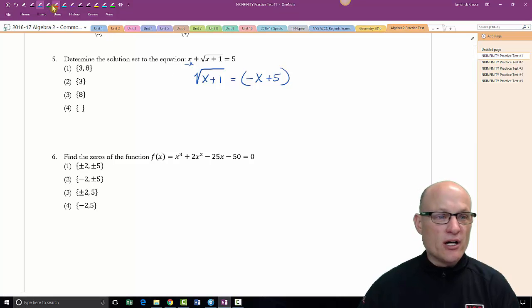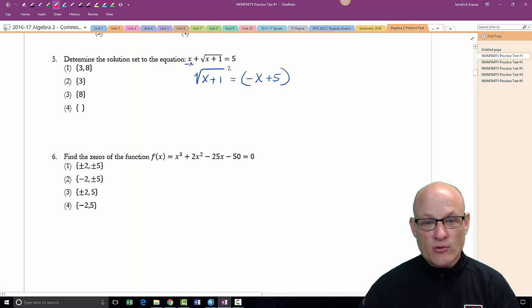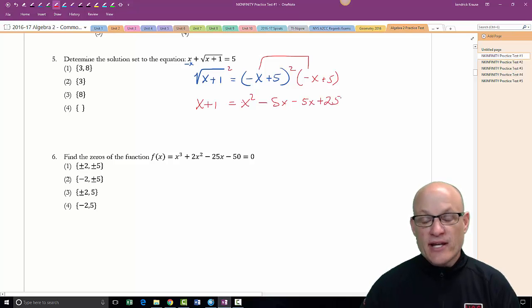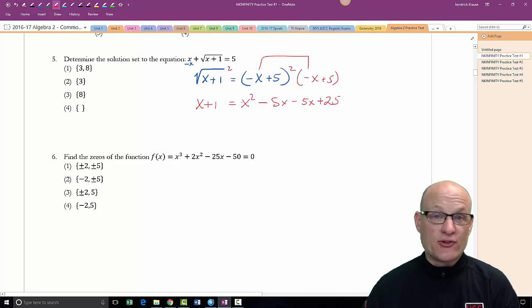And then to get rid of the square root term, I squared both sides. So I get x plus 1 equals, that's negative x times negative x, that's positive x squared, minus 5x, plus 25. Now, I don't know about your teacher, but I expect my kids to show work.